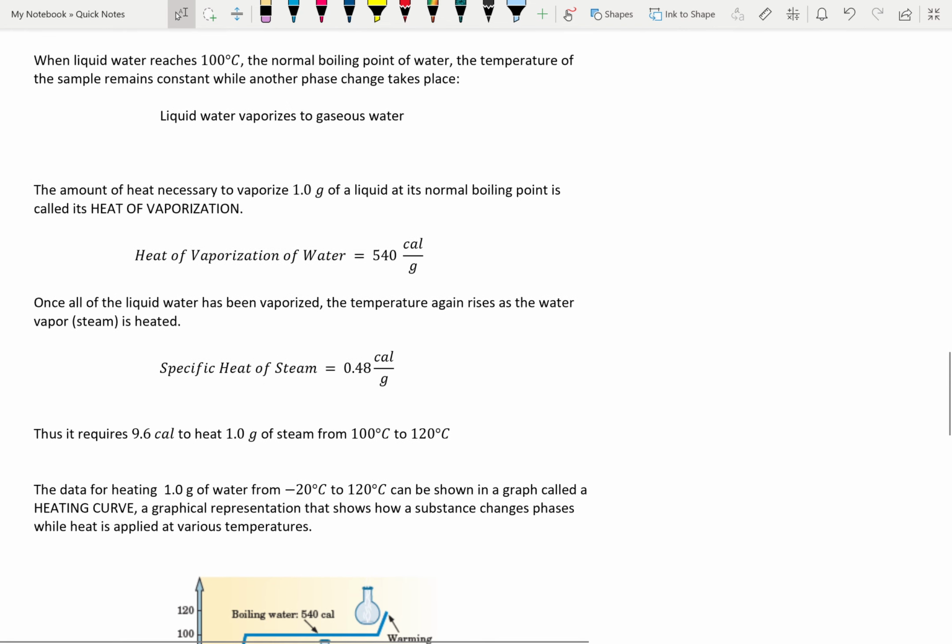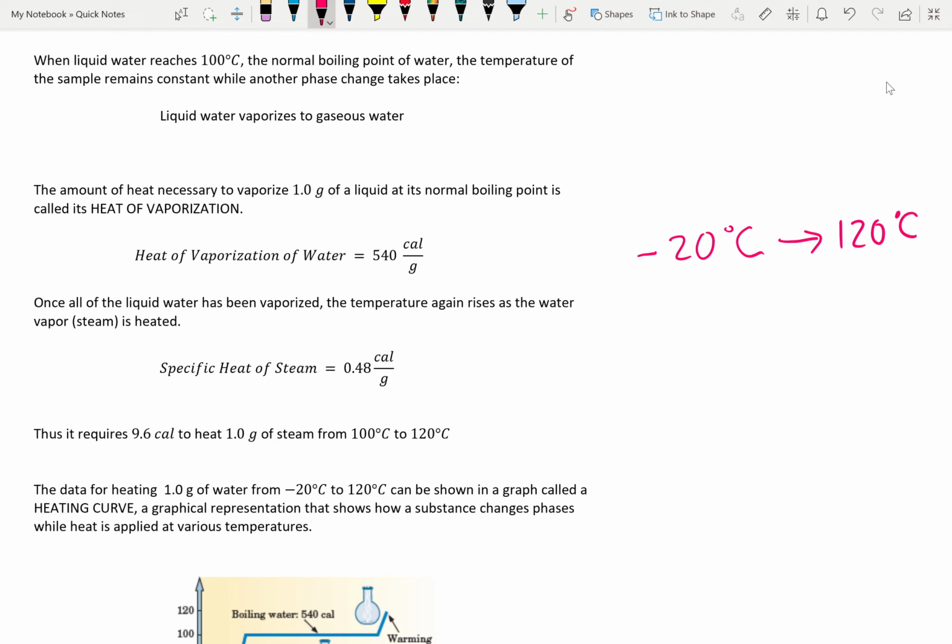Once all the liquid water has vaporized completely, then we can increase the temperature of the vapor, the gas, and that is the specific heat of steam, which is 0.48 calories per gram. So now here, if you remember, our initial problem said that we have to go from negative 20 degrees Celsius to 120 degrees Celsius.